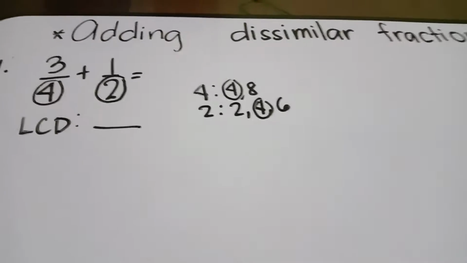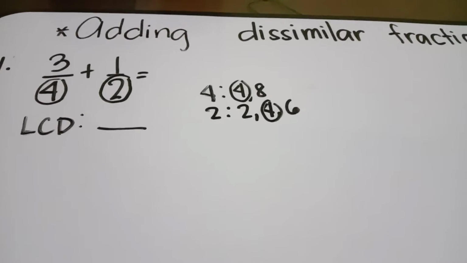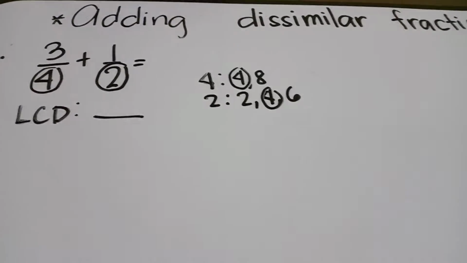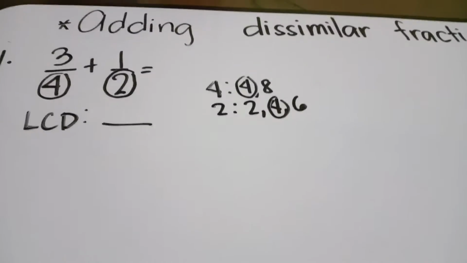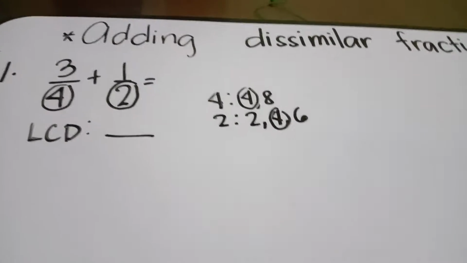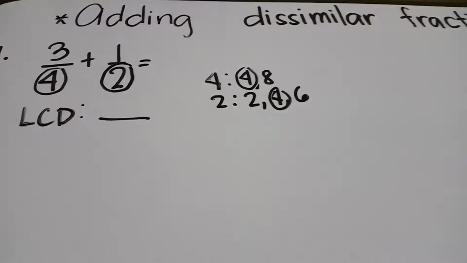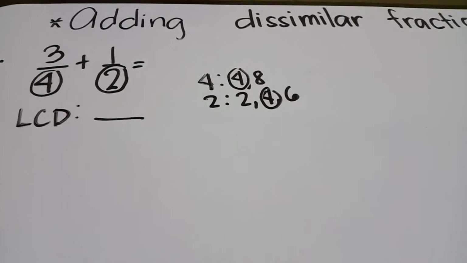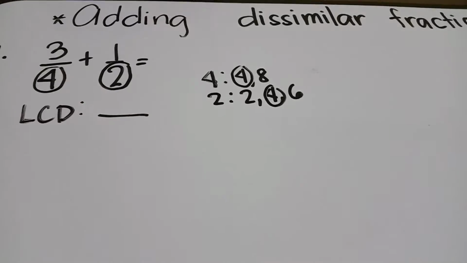Okay, magkaiba po ang denominators this time. So, yun po ang tinatawag na dissimilar fractions. Again, pag magkaiba yung denominators, ang tawag dyan, dissimilar fractions. So, how to add dissimilar fractions? Okay. So, ganito po yun. In adding dissimilar fractions, unang gagawin natin is gagawin muna nating similar fractions ang dissimilar fractions. We are going to change dissimilar fractions to similar fractions by finding the LCD or least common denominator.